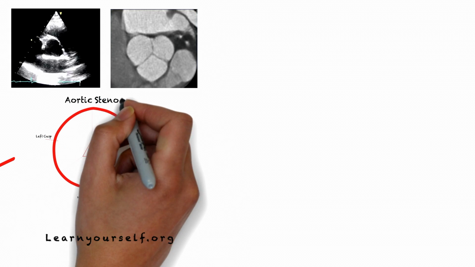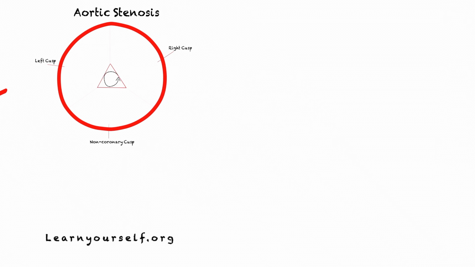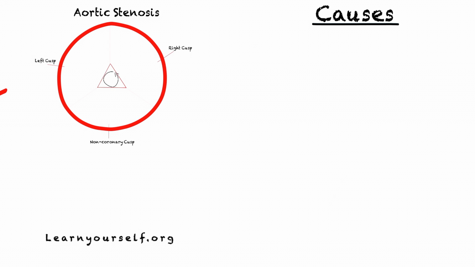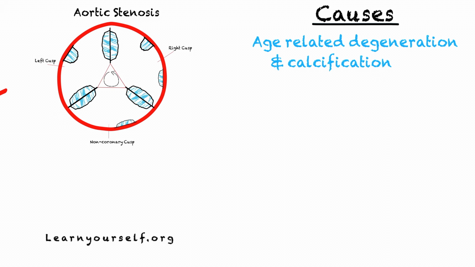Aortic stenosis is commonly divided into a few main causes. The most common cause of aortic stenosis is the gradual process of age-related degeneration and calcification. Calcium slowly deposits on the leaflets and the valve annulus. Eventually, they become stiff and can't open all the way. This process occurs really slowly over a long period of time, so we often see this in older patients.